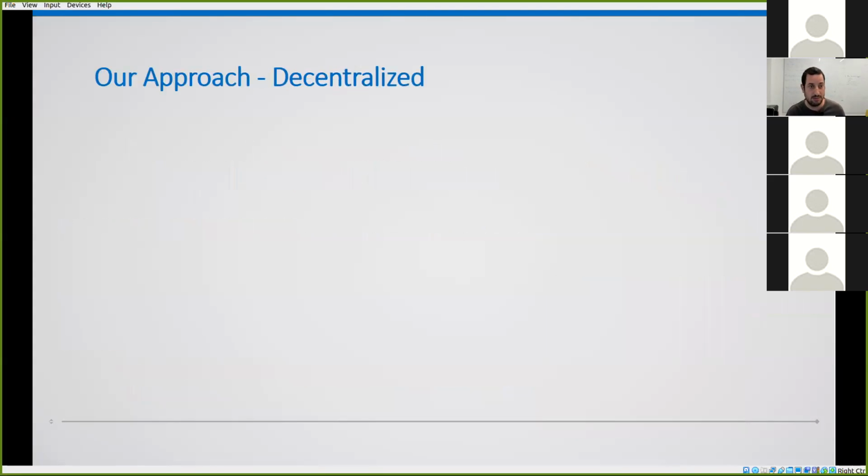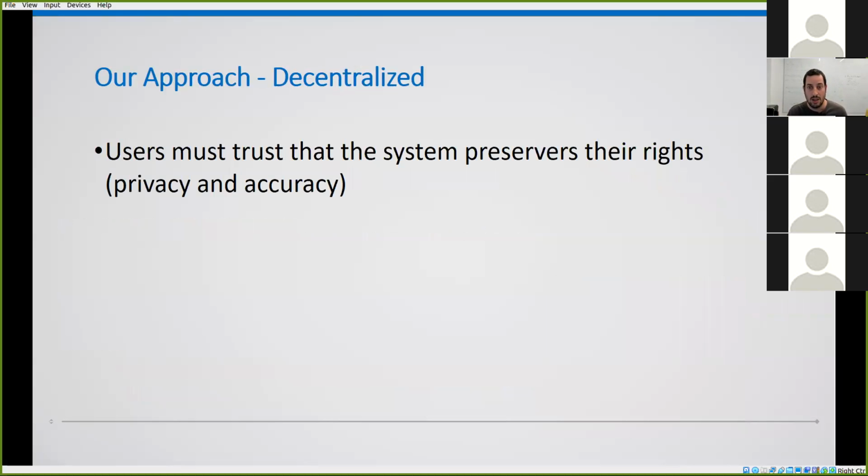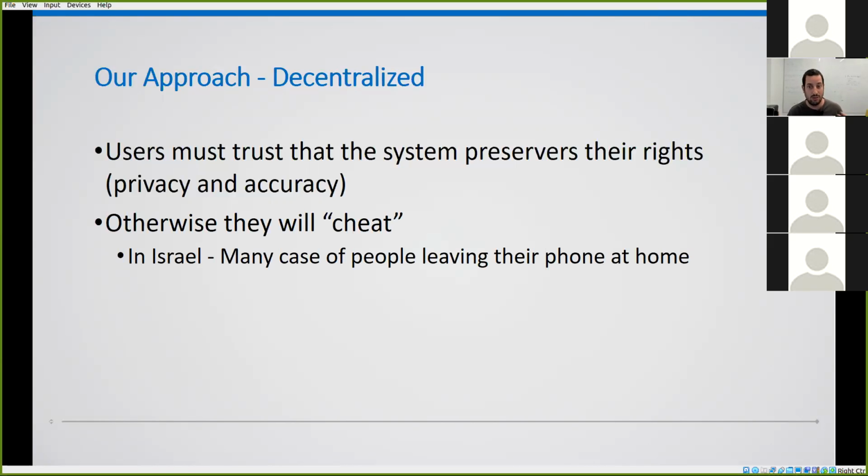On the other hand, the approach that most other solutions, at least the ones made by academia, take is the decentralized approach. Here, our basic claim is that users must trust the system, must trust that it preserves the rights of both privacy and accuracy. Otherwise, they're not going to try to use it. They might try to cheat.